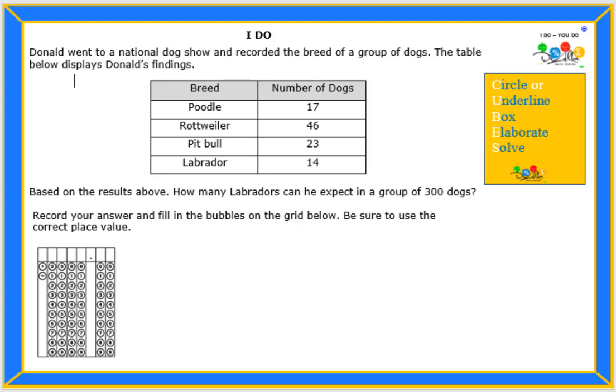Hello students! Today we are working with probability and making predictions. So let's read this problem together. Donald went to a national dog show and recorded the breed of a group of dogs. The table below displays Donald's findings.